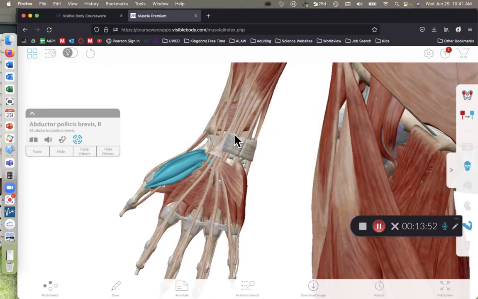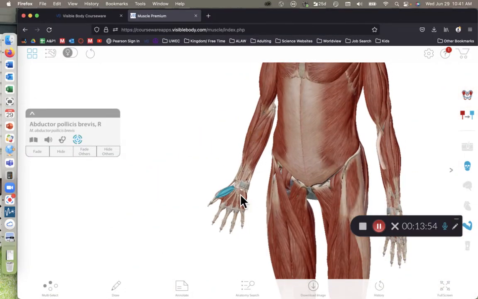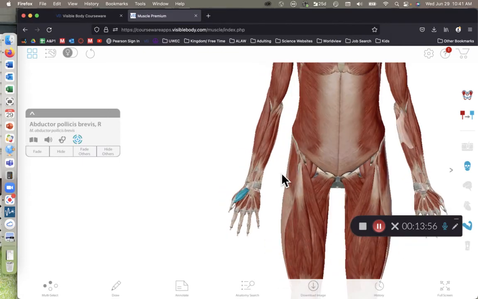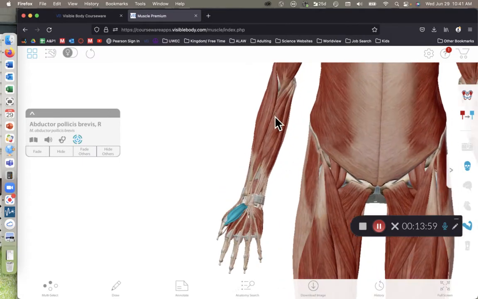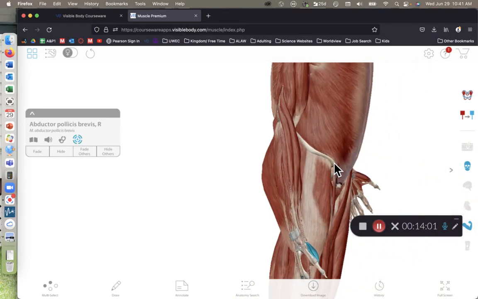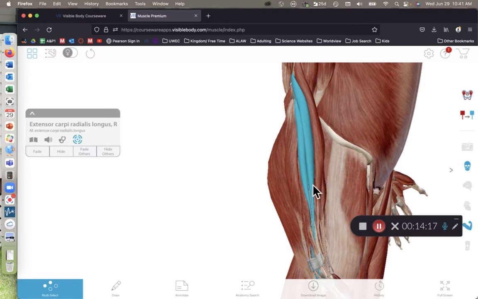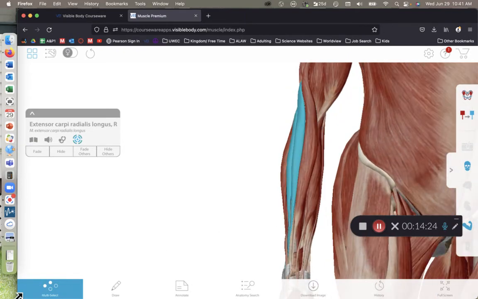So within visible body, let's go ahead and zoom out a little bit here. Remember, the thumb was on the radius side. So our Extensor Carpi Radialis, right here, is broken up into 2 smaller groups. In visible body, they have a longus and a brevis. I'm going to go ahead and do a multi-select for you. There we go. So now you can see both of those muscles combined. That's our Extensor Carpi Radialis with the multi-select, both of the smaller subgroups highlighted.